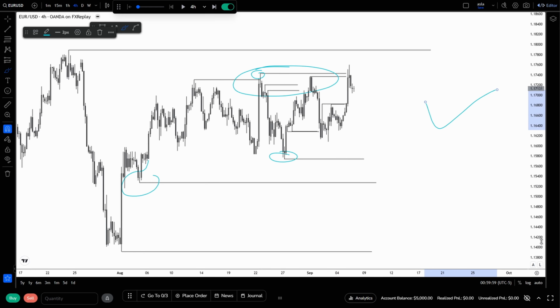These areas tend to hold liquidity, and price is often drawn back to them. Understanding these two types of liquidity helps us anticipate where price is likely to move next, instead of reacting late after the move has already happened.